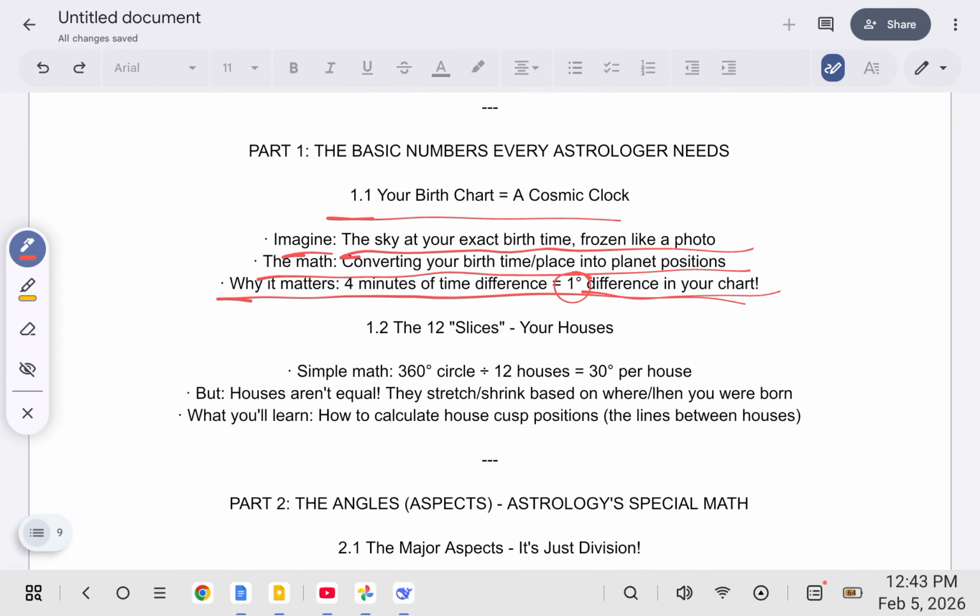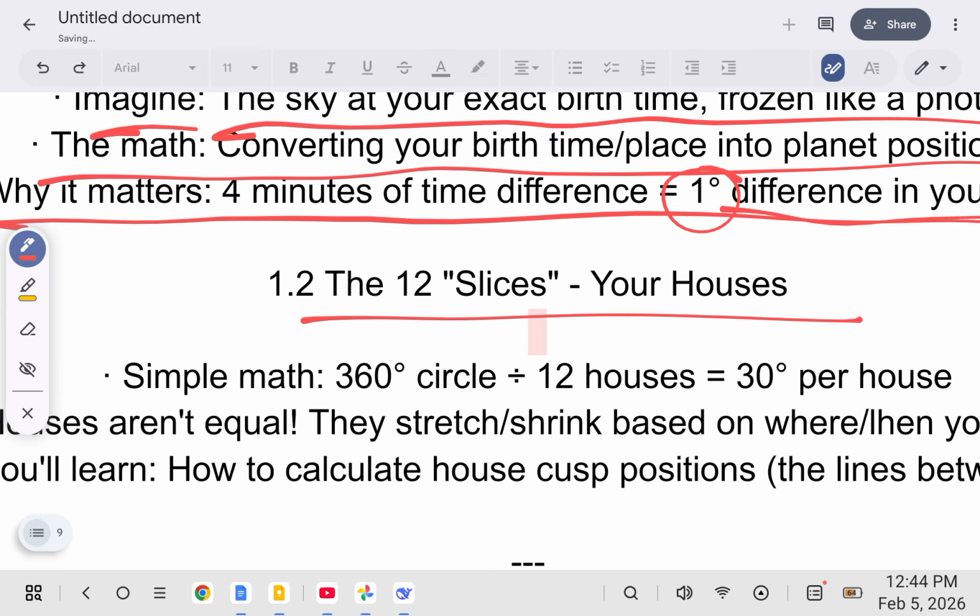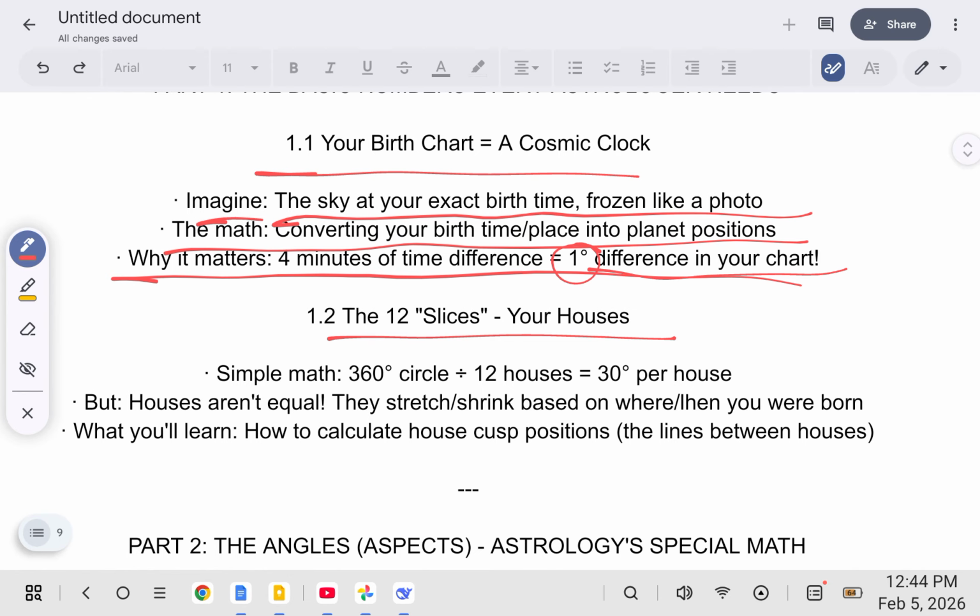Okay. So, the 12 signs are going to be dissected into the 12 slices, i.e. your houses as well. So, let's look at this. This is simple math. We're looking at a 360-degree circle, and it's divided by 12 houses equaling 30 degrees per house. But houses are not equal. They stretch and shrink based on where and when you were born.